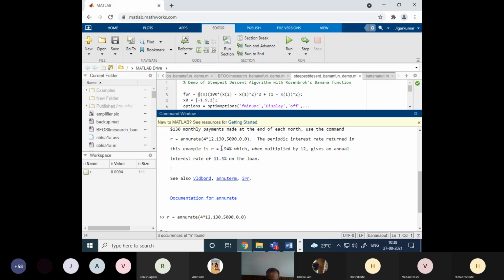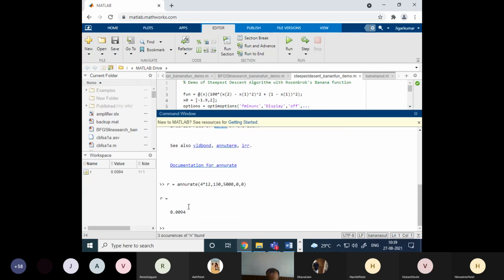We are not going into that complication now, simply multiply by 12. So that is the annual nominal rate of return. So I am getting this much return. This is the annuity rate.